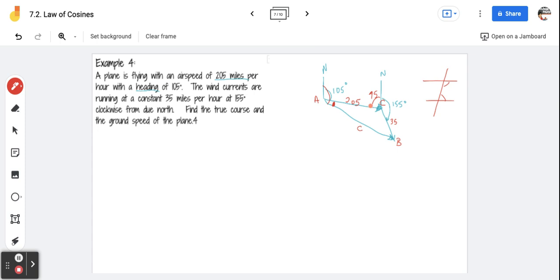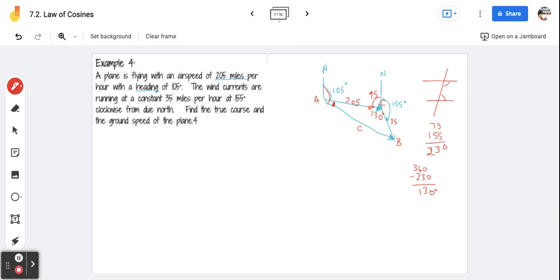Now, what does that do for me? If this is 75, and this is 155, then 75 plus 155 is 230. So from here around to here is 230. It's 360 all the way around, so I can figure out this angle in the triangle by taking 360 minus 230, which gives me 130. That gives me one of the angles in the triangle, which is going to be helpful.